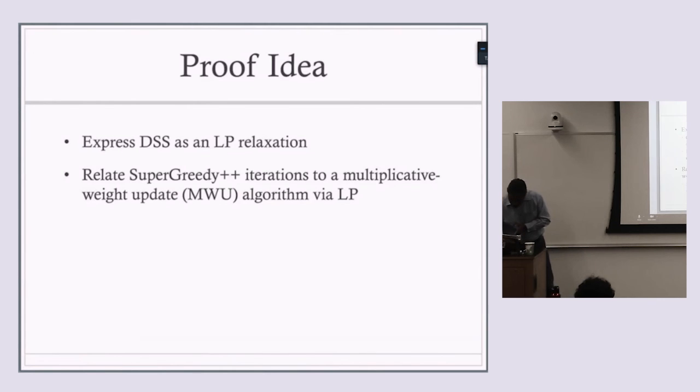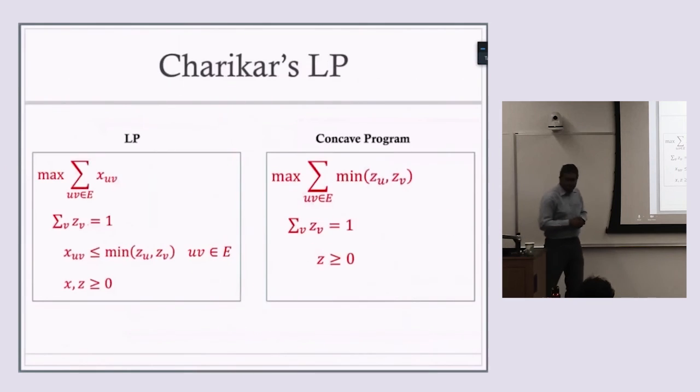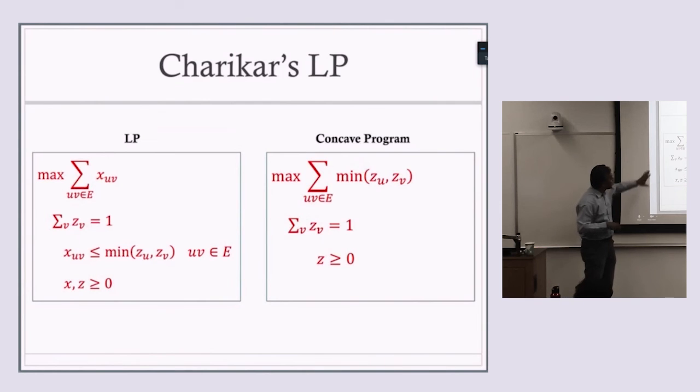One thing I want to tell you is, let me go back to Moses LP. Some of this is technical, but I just want to give a flavor of some ideas. So what does Moses LP say? It maximizes the sum of x_uv subject to z_v equals 1 and x_uv less than or equal to min(z_u, z_v). I'm going to rewrite this as a slightly different LP where I don't want the variables x_uv.